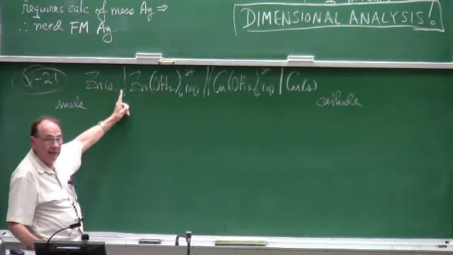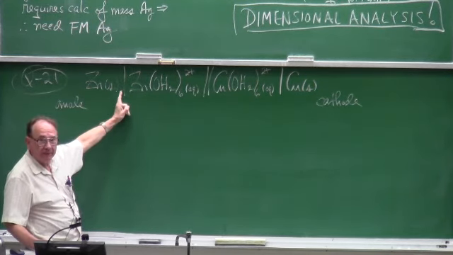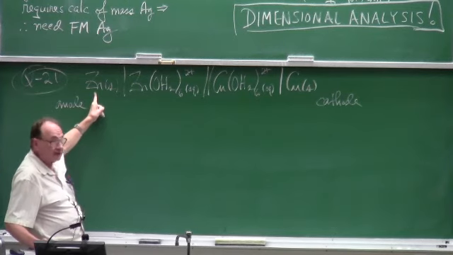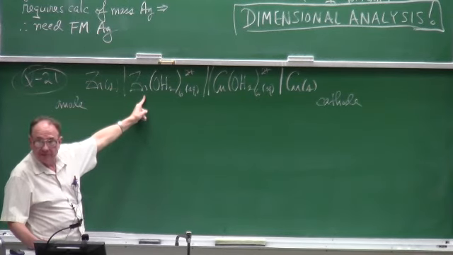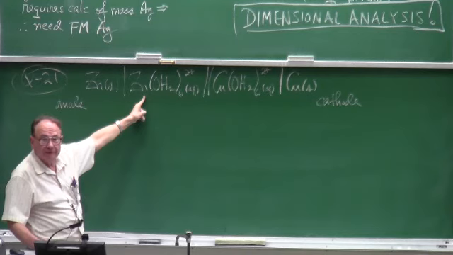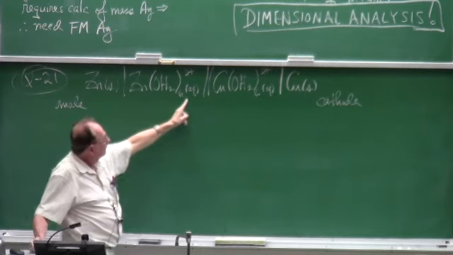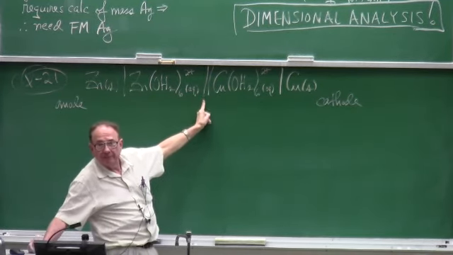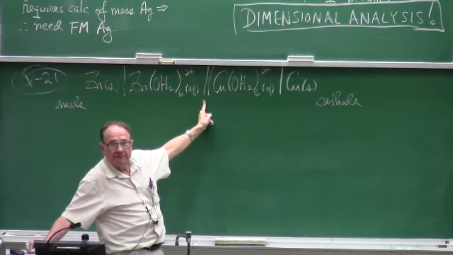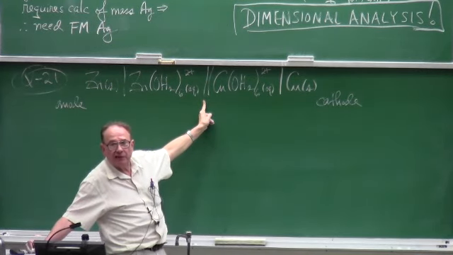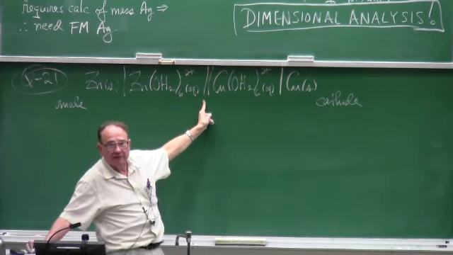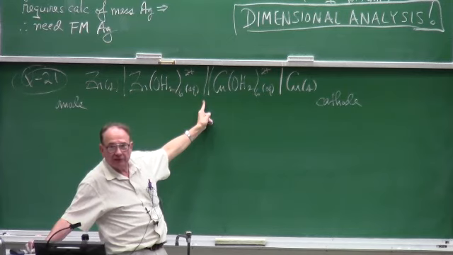The vertical line, single vertical line, is a phase separator. This is solid, this is liquid. Different phases. The double vertical line means what? That's a symbolic representation of the gadget we use to interconnect the half cells. By demonstration, what gadget did we use to interconnect the half cells? A salt bridge.